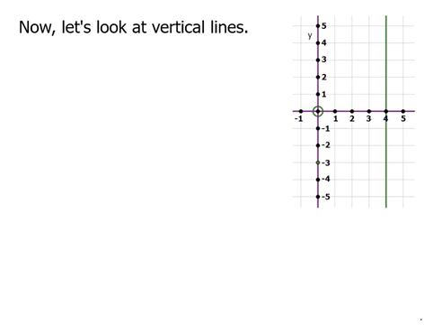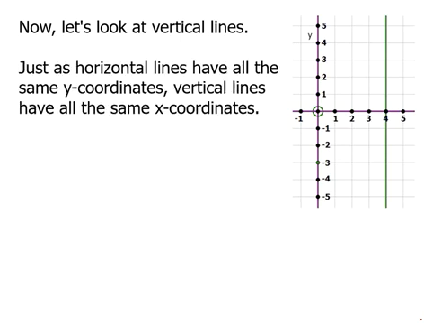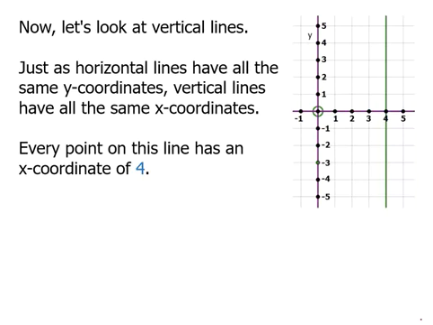Now let's look at vertical lines. Just as horizontal lines have all the same y-coordinates, vertical lines have all the same x-coordinates. Every coordinate on this line has an x-coordinate of 4. And so you can kind of see where this is going. Its equation must be x equals 4. That's the most elegant way to summarize what is essential about that vertical line.